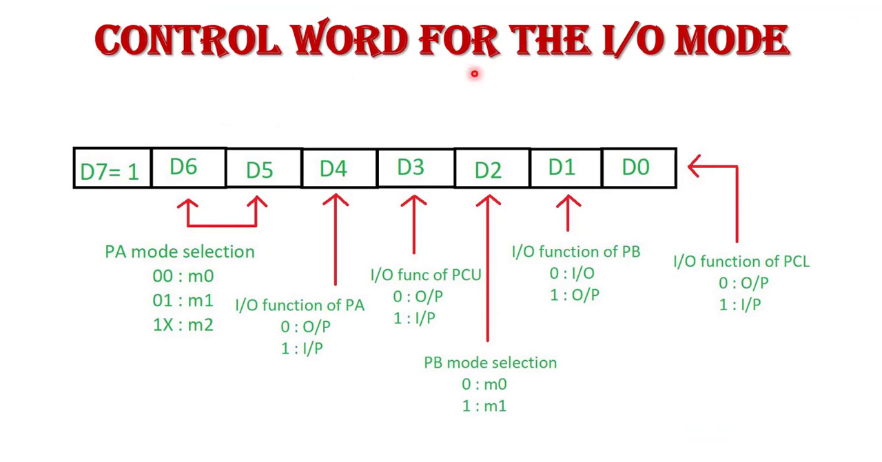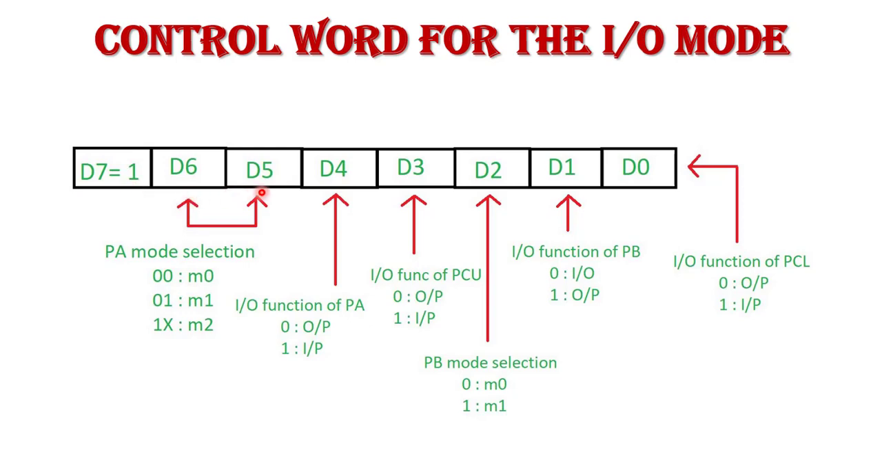Now the control word for the input output mode. So this is the control word of input output mode. As I have already told, the most significant bit decides in which mode 8255 works. If 8255 works in BSR mode, the D7 bit is 0. If 8255 works in input output mode, D7 equals 1. We are studying the input output mode control word, so this bit is 1.